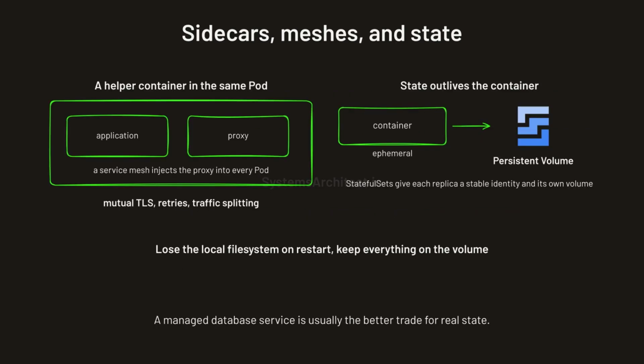The Sidecar pattern runs a helper container beside your application in the same pod. A service mesh like Istio or Linkerd scales that across the cluster. It injects a proxy into every pod for mutual TLS and traffic splitting. State is harder because containers are ephemeral. They lose their local file system on restart. Persistent volumes attach durable storage that outlives the container. Stateful sets give each replica a stable identity and its own volume.